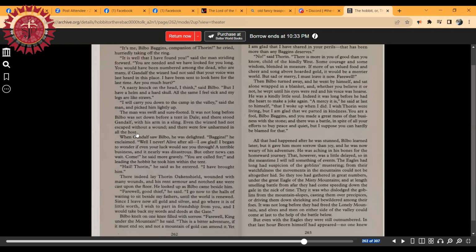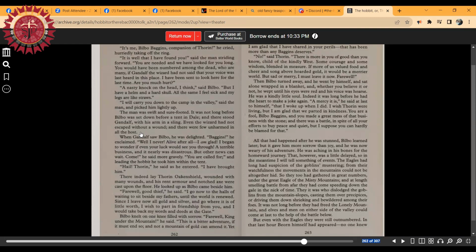It is well that I have found you, said the man, striding forward. You are needed, and we have looked for you long. You will have been numbered among the dead, who are many. If Gandalf the wizard had not said that your voice was last heard in this place, I have been sent to look here for the last time. Are you much hurt? A nasty knock on the head, I think, said Bilbo, but I have a hard skull. All the same, I feel sick, and my legs are like straws.